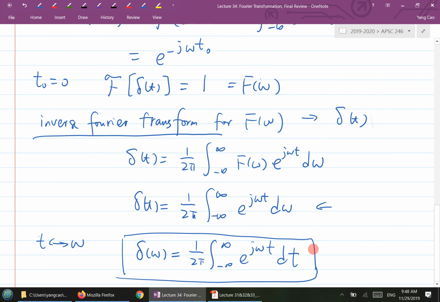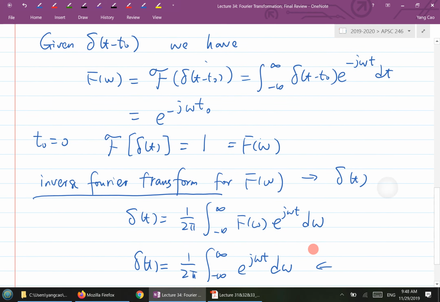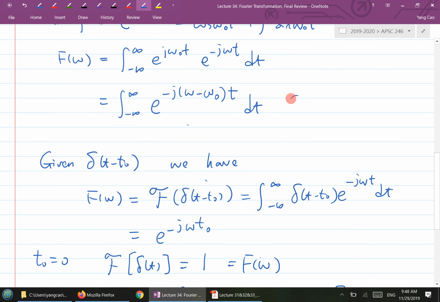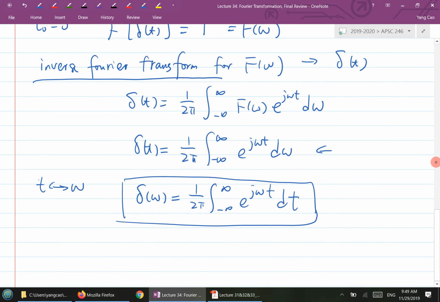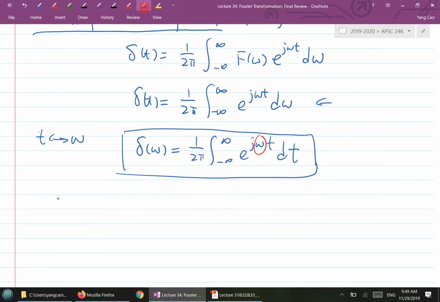So for this one, if I compare with what we're trying to obtain here, this is omega minus omega naught, and here is the omega. So I can make use of this, since we're looking for the Fourier transform of this function, and we're trying to calculate it. So let me rewrite it here.